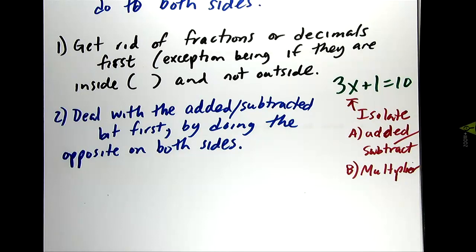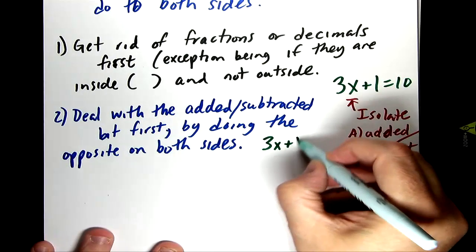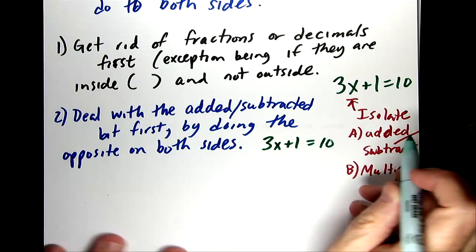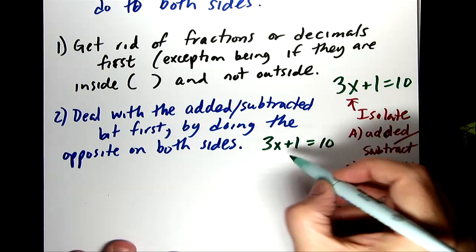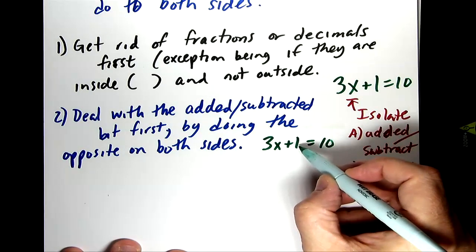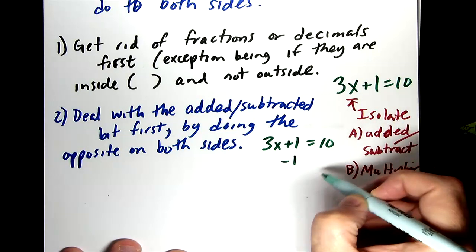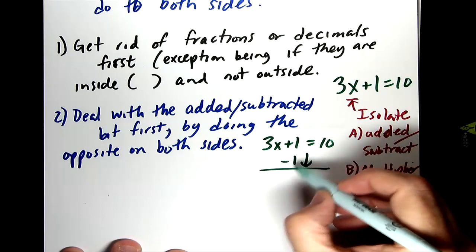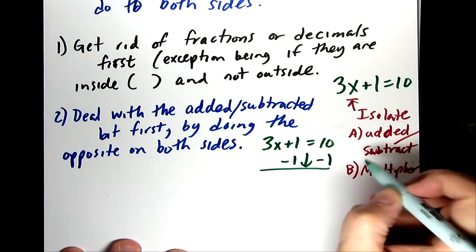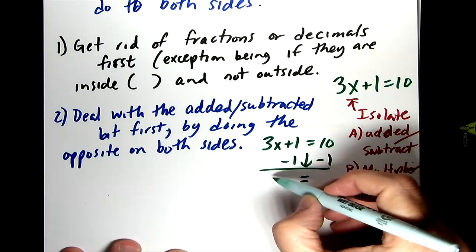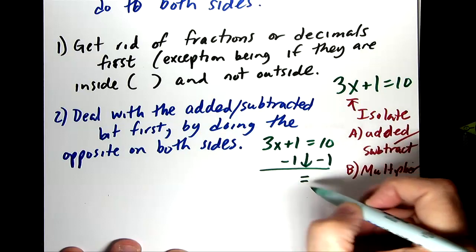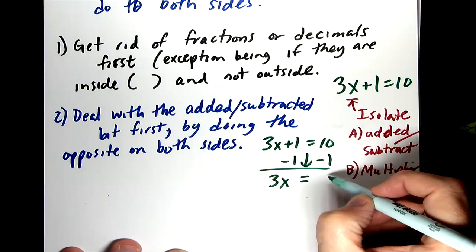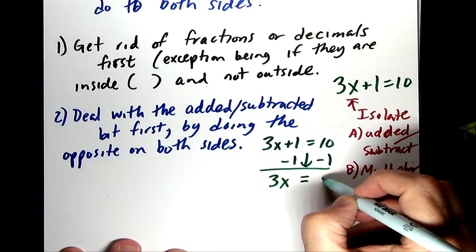We had 3x plus 1 equals 10. What is the opposite of addition? Subtraction. So right now I've got one extra, like 1 extra pound. I want to lose a pound. So I'm going to subtract 1 from the left side to get rid of it. But if I do it on the left side, I have to subtract 1 from the right side. When I do, 1 minus 1 is 0, it goes away, and all I'm left with on the left is 3x. And then 10 minus 1 is 9.